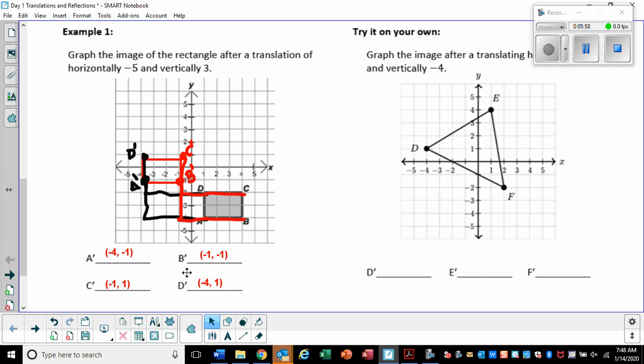Okay? So now you guys are going to try this one on your own. Remember to do your little lines to create your new points, and then you can just write them down. Okay?